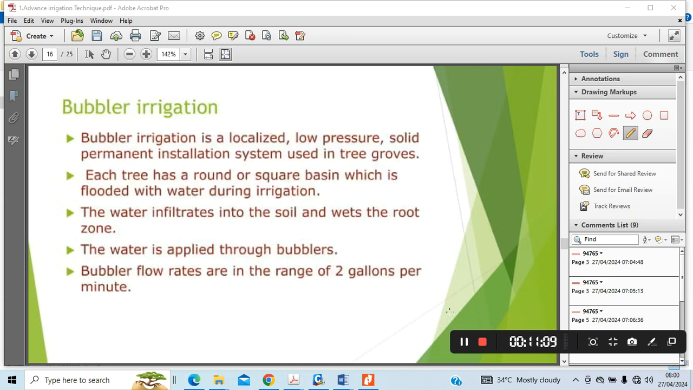Bubble irrigation. The bubble irrigation is a localized, low pressure system. It is a permanent installation system used in tree groves. Each tree has a hose basin which is flooded with water during irrigation. The water infiltrates into the soil and wets the root zone. The water is applied through the bubbler. The bubbler flow rates are in the range of 2 gallons per minute.